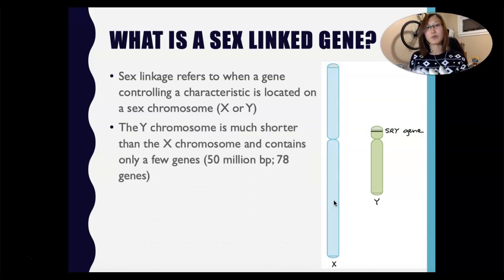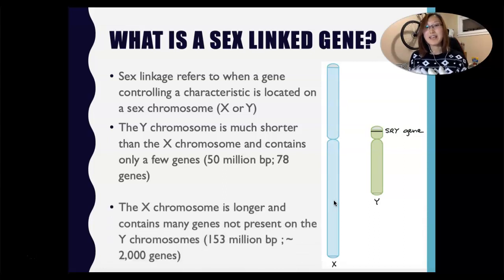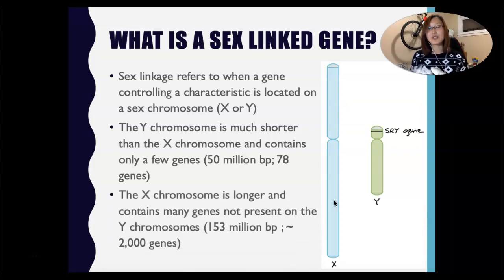The Y chromosome is much shorter, and it only has about 78 genes, which is still a whole lot of information, right? But the X chromosome has about 2,000 genes. So usually when we talk about a sex-linked gene, what we really mean is X-linked. There are Y-linked genes, but we talk about them less often, and we don't talk about them in our freshman biology class, because the X-linked type of sex-linked gene is more common.